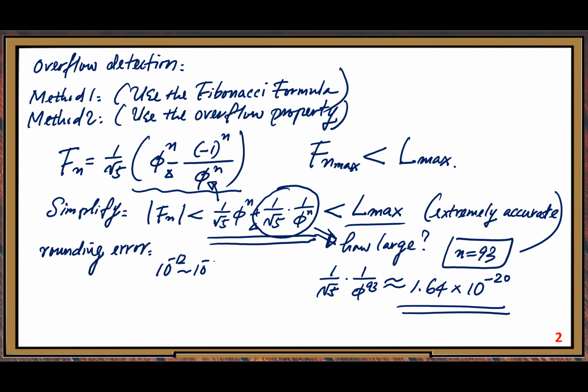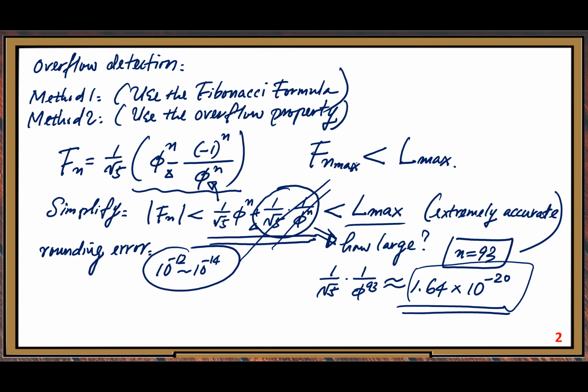10 to the negative 12, or 14, in that range. You can see this last term is already much, much smaller than the rounding error of the computer. Your computer rounding error is much, much larger than this one. Can we ignore this term? Because it is much, much smaller than the rounding error.